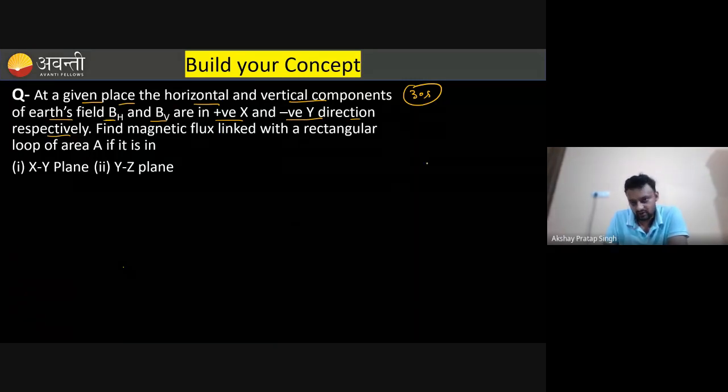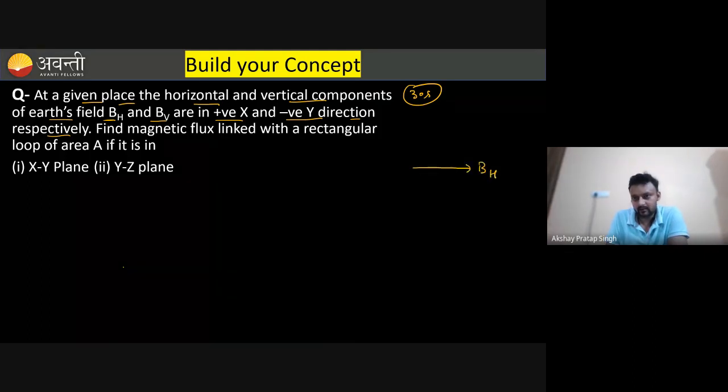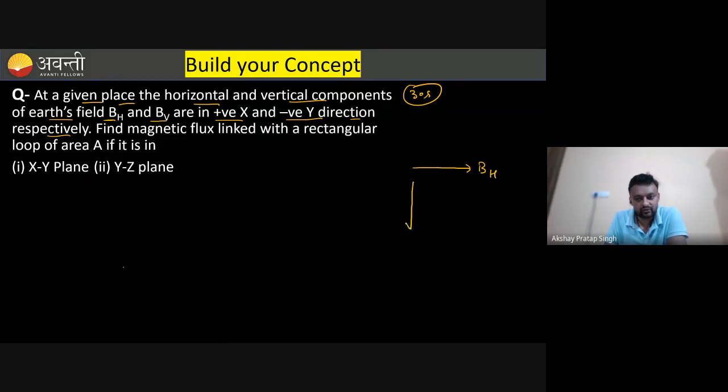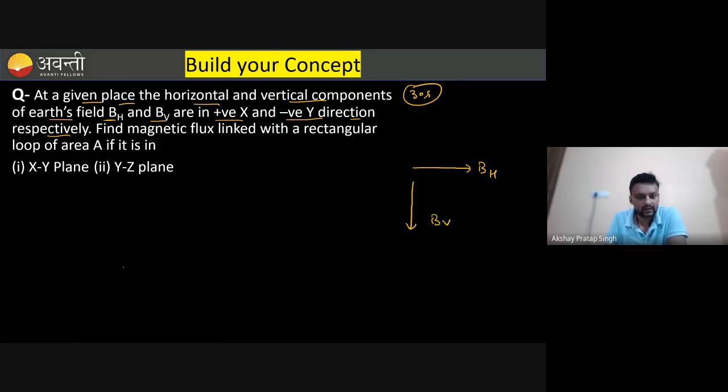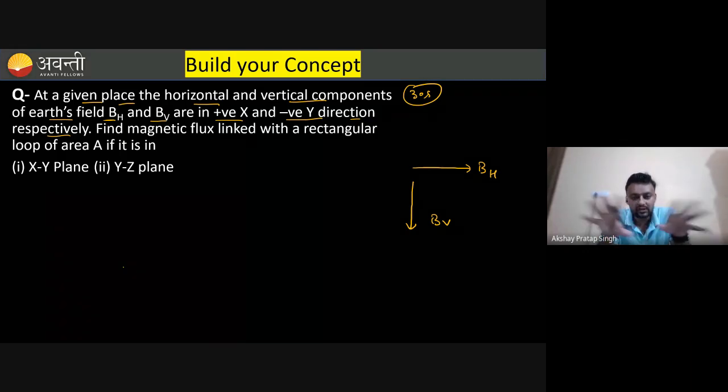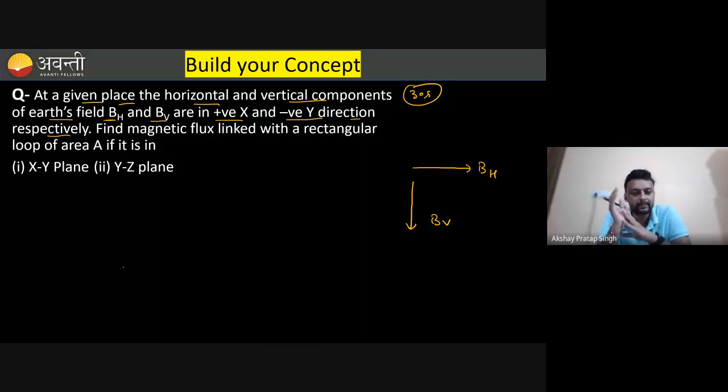So let's suppose this is the horizontal component in a region, and the vertical component is in the negative Y direction. This is the vertical component. Clear? Now this is the Earth's magnetic field in a region. It is given that in the whole region, or you can say in the whole screen, this magnetic field is present.